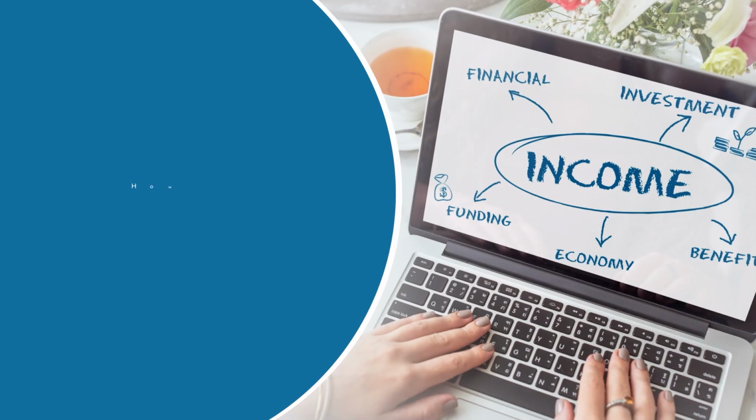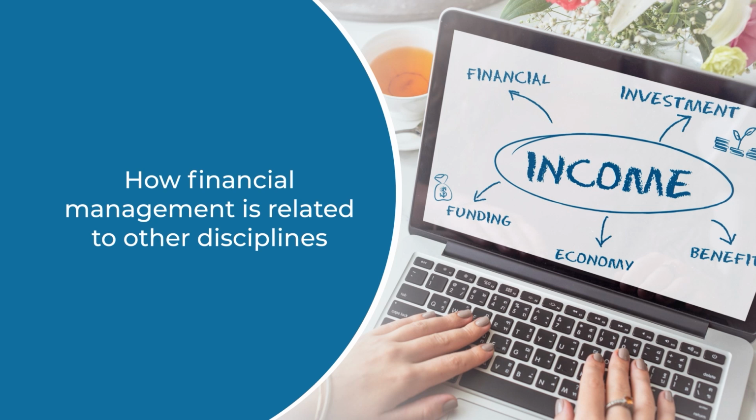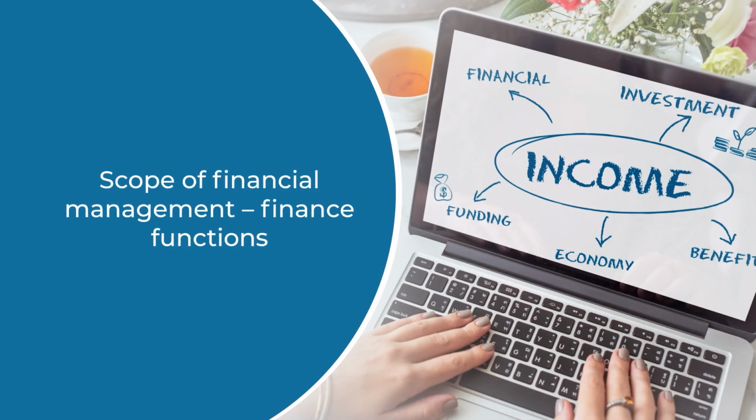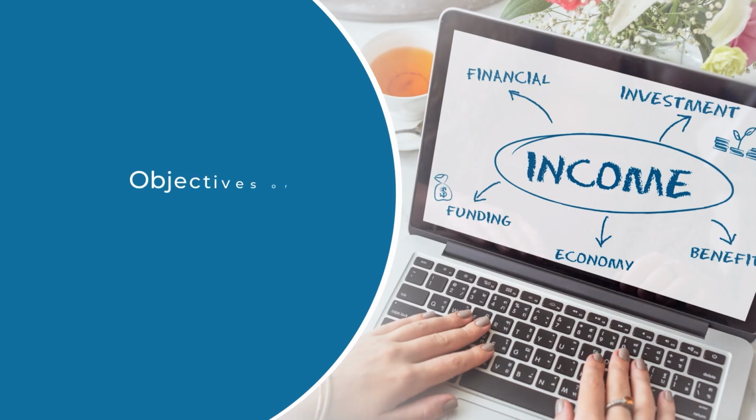Then we will learn about how financial management is related to other disciplines like accounting, marketing and other disciplines of the corporate. Then we will learn about the scope of financial management, that is also known as finance function. That means what are the different finance functions a financial manager has to perform in an organization. And lastly, we will go about learning the objectives of financial management. So, this is going to be our structure of the lecture for today.